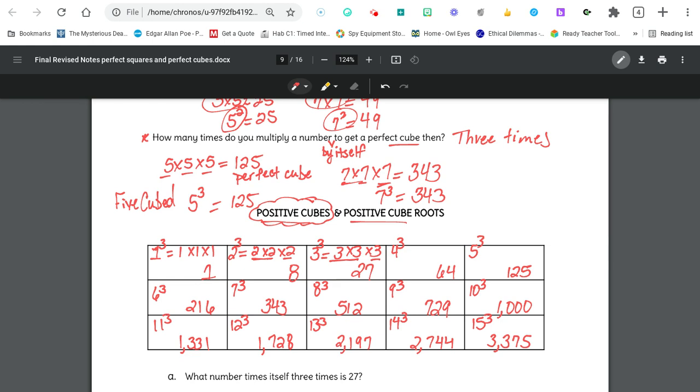So those are the first 15 perfect cubes you should have listed in your notes. And notice I bubbled in positive. That's because you do have a set of negative perfect cubes, guys.